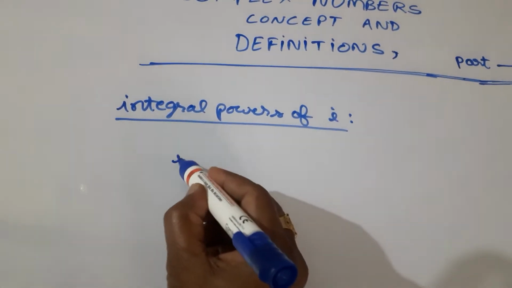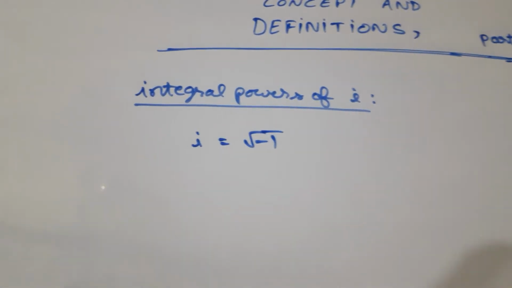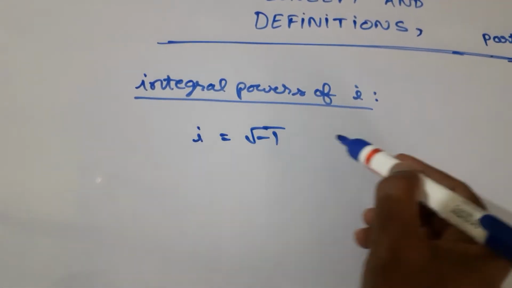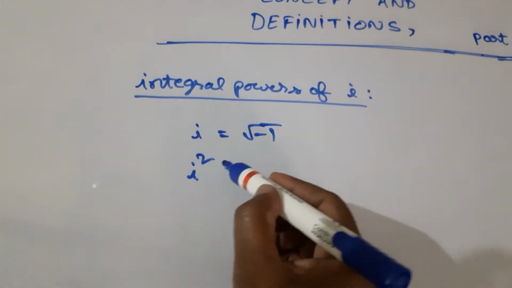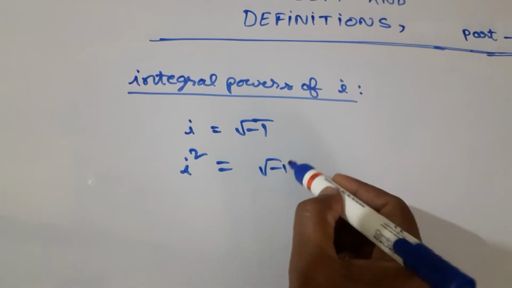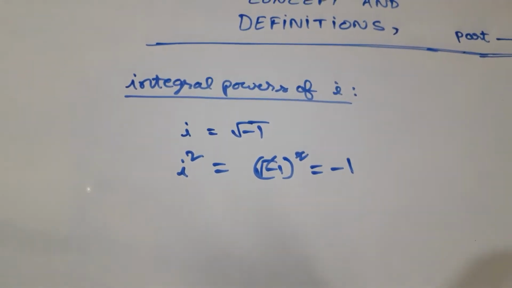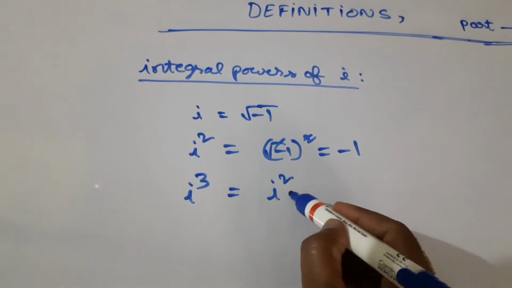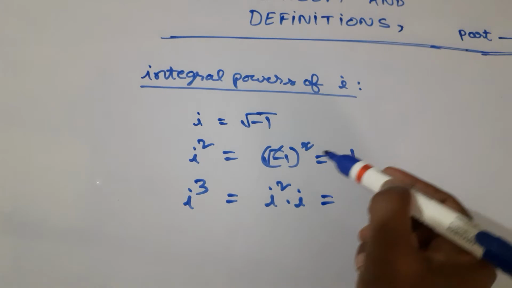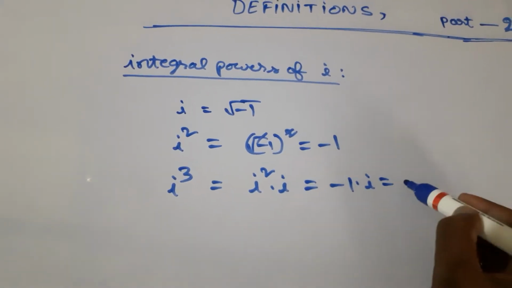We already told that i equal to root over minus 1. This is introduced by the mathematician Euler. So how to calculate i square? i square is equal to root over minus 1 whole square. Square and root cancel, we are getting minus 1. How to calculate i cube? i cube equal to, you can write it as i square into i. i square value minus 1, so it becomes minus 1 into i. We are getting minus i.